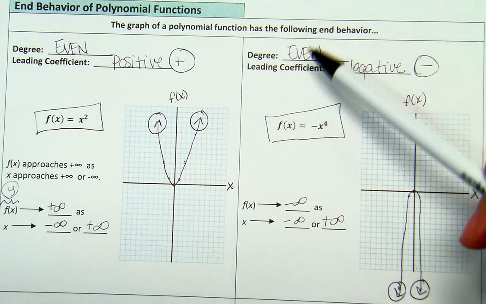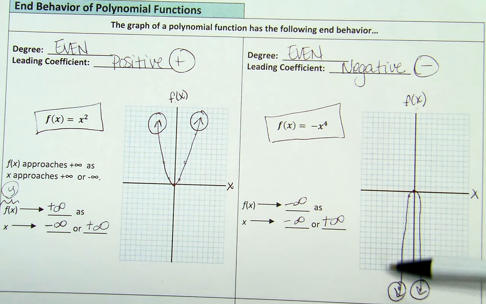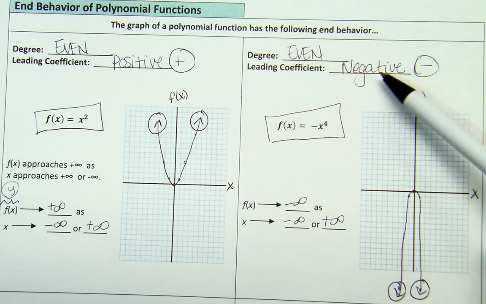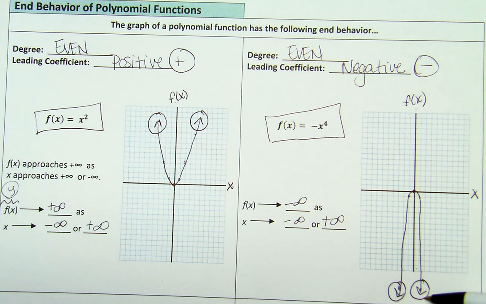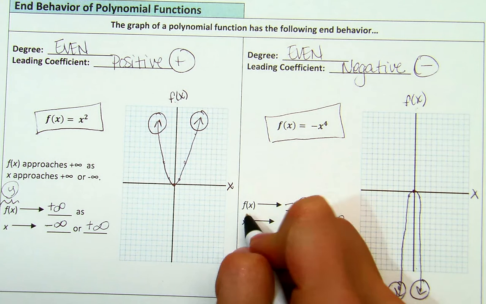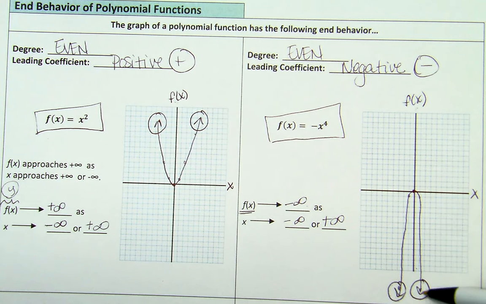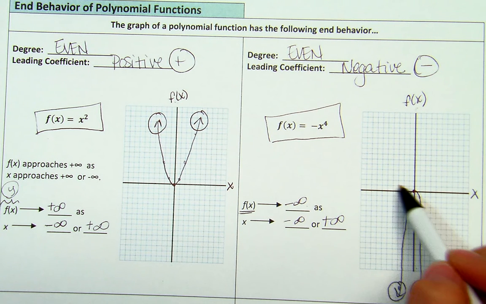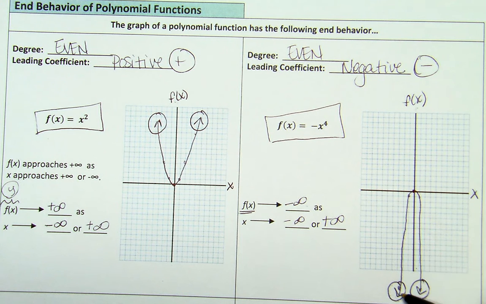So in this case, your degree is even, so you know your arrows are pointing in the same direction. Since it's negative, you know they're going to be pointing down. So the only option for your y is that it's going to only approach negative infinity, and then you have two different arrows in two different regions of your x. You have a negative x region for the first arrow, the positive x region for your second arrow.